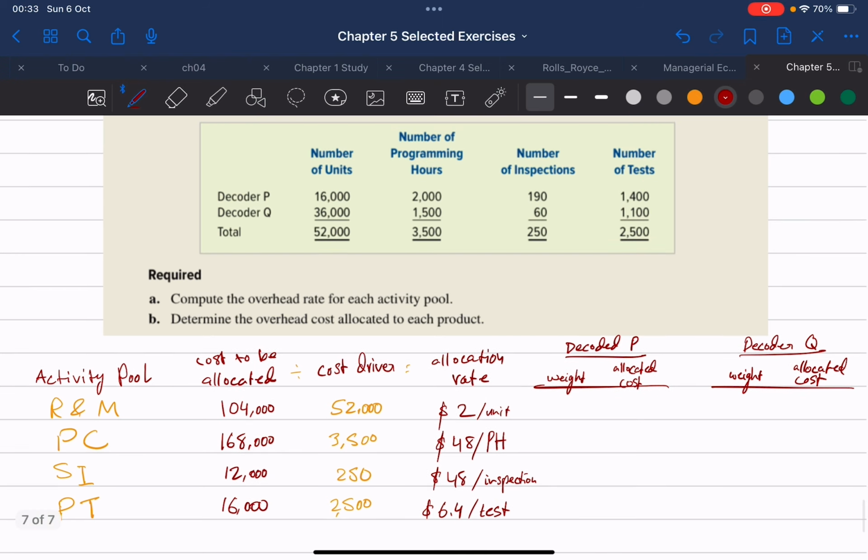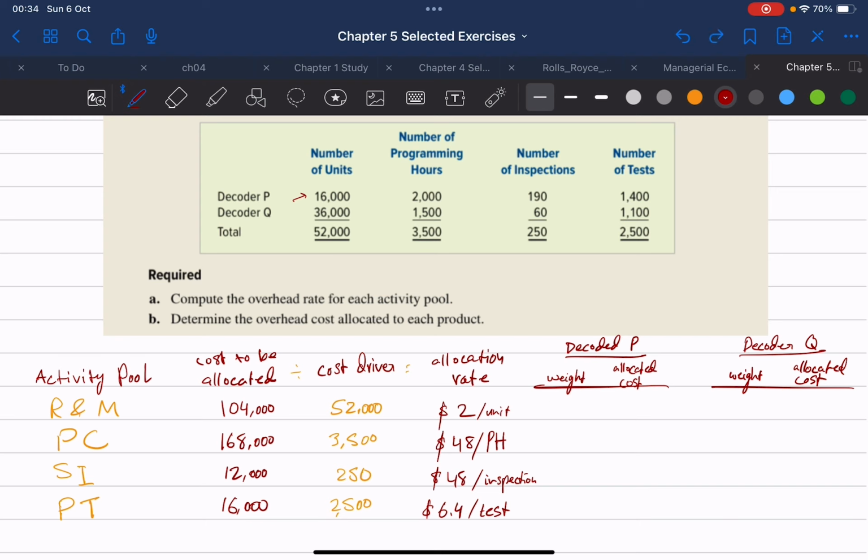Okay, so let's copy the weights which we already have in the second table right here, all of these. Now this data is going to be very important to us. So for decoder P, for R&M, we said that the cost driver is the number of units, right? And we used the 52,000 here, as you can see, to determine that the allocation rate is $2 per unit produced. Now all we need to do is see how many units of decoder P was produced, which is this right here, 16,000 units. So that will be the weight.